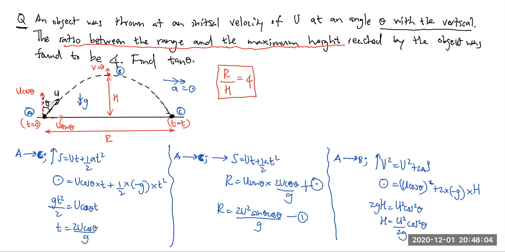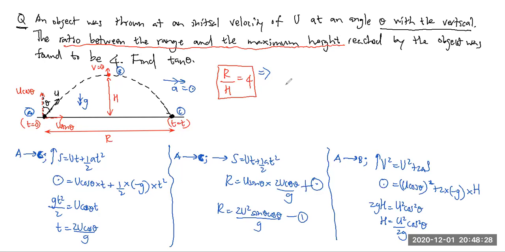Now if the angle with the horizontal is theta, you might have learned an equation for capital H, that is u squared sin squared theta over 2g. So that equation cannot be applied here. You have to be careful. Right. So now we have a relationship for R and H. Let's substitute it here. R over H is 4. That is given in the question.